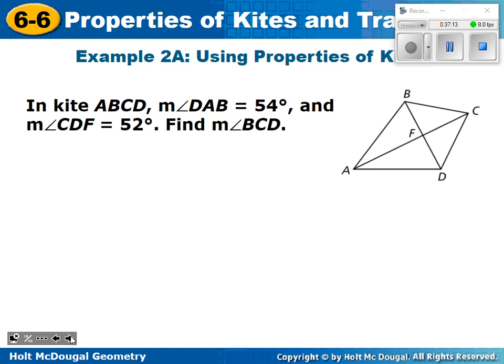Okay, let's practice some problems like you'll see them on the homework. So first thing they tell us is this is definitely a kite, which means we know these properties. They want us to find the measure of angle BCD. So we're looking for this whole angle right here. They tell us that angle DAB, this angle, is 54 degrees. And they tell us that angle CDF, this angle right here, is 52 degrees. And our goal is to figure out the red angle.